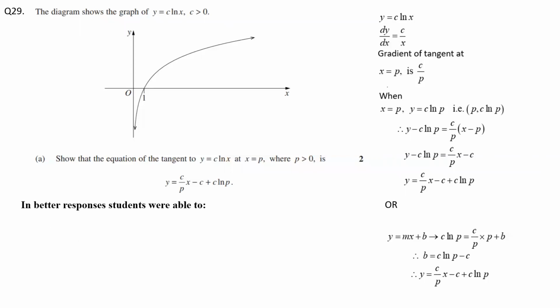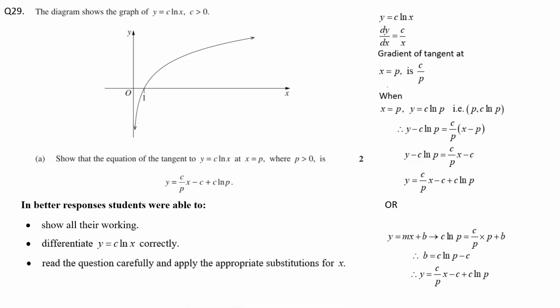So areas where students performed better, where students were showing all their working out and not skipping any steps. I think that should be a general theme across 21, 28 and 29, and I'm assuming it'd be across all the other questions as well. Skipping steps is just costing marks. Being able to differentiate that correctly, so the y equals c ln x, reading the question carefully and applying the appropriate substitutions was good for those students that were doing it correctly. Being able to use either one of the two methods over to the right to finish off those questions.